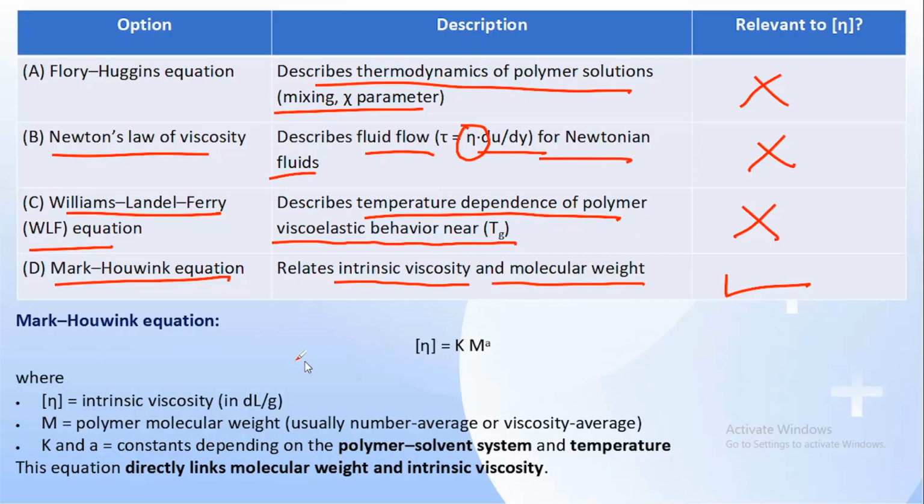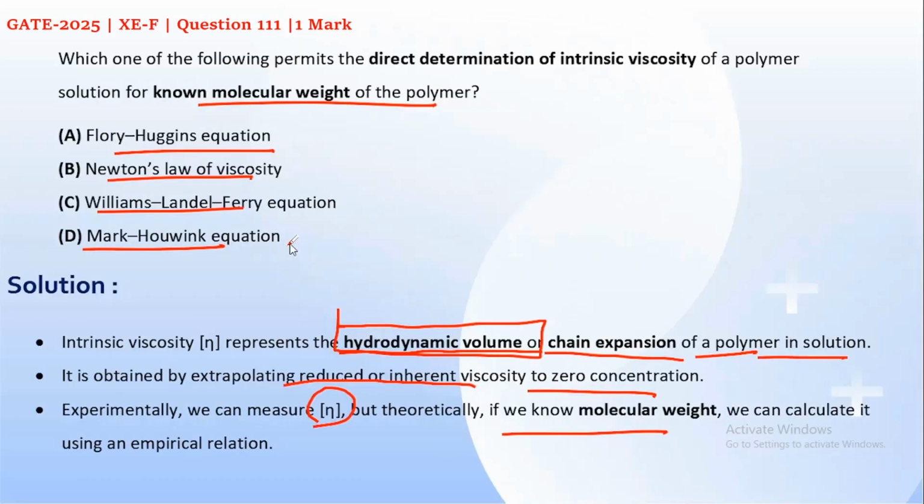Let's see what is the Mark-Houwink equation. The Mark-Houwink equation is this equation, which is intrinsic viscosity equal to K into molecular weight to the power a. K and a are constants which depend on the polymer and solvent system and temperature. So this equation directly links molecular weight and intrinsic viscosity. This Mark-Houwink equation is a bridge between molecular weight and intrinsic viscosity. When we already know the polymer molecular weight, the equation lets us predict its intrinsic viscosity directly and vice versa.